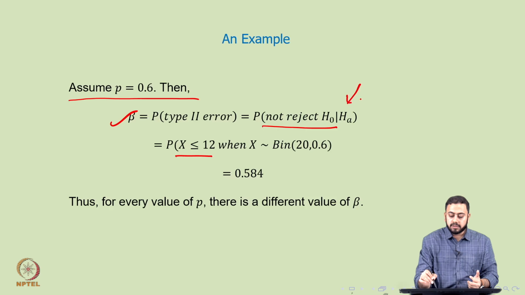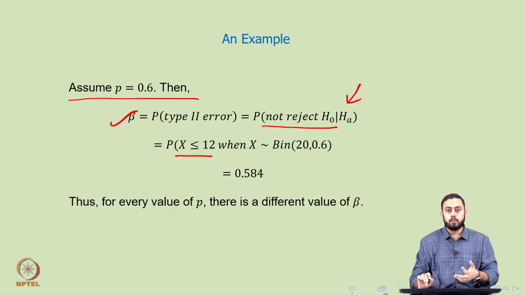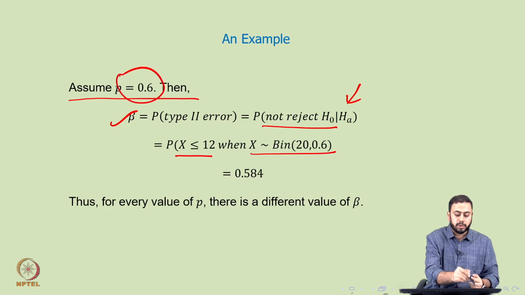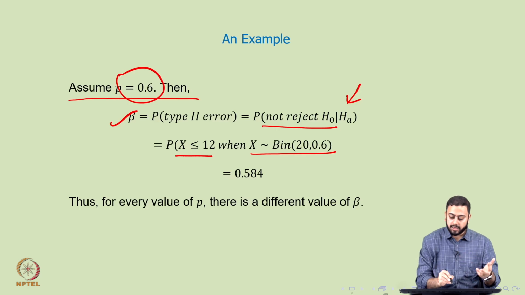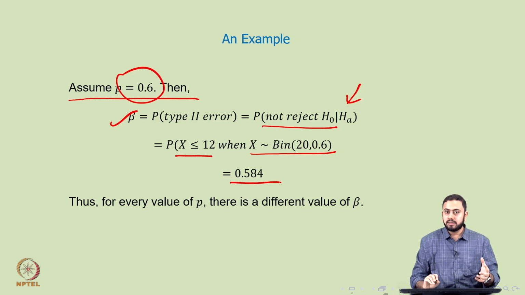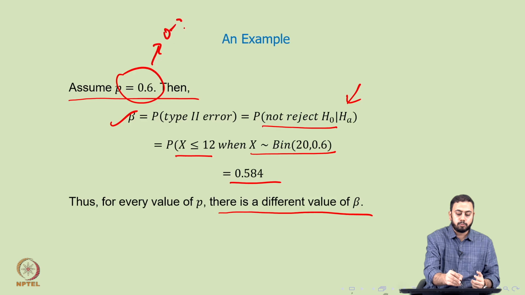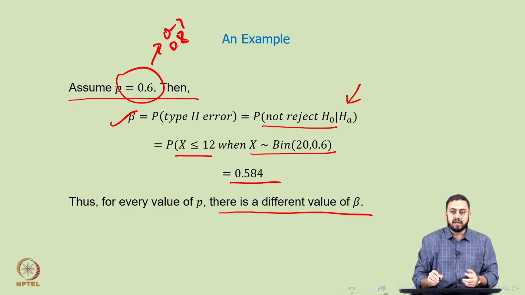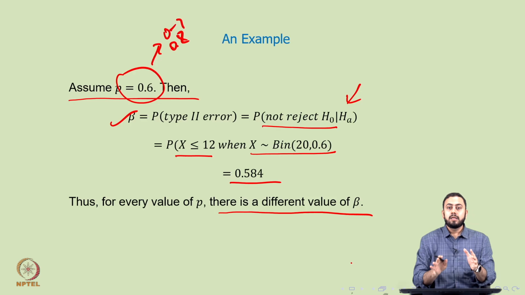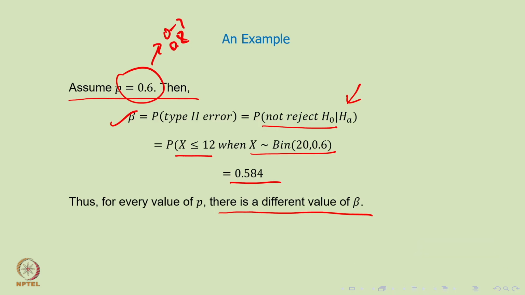And given that the alternative is true, what distribution does x take? Under the alternative, x is binomial with parameters 20 and 0.6, because you are assuming p to be 0.6 here. Again, simple math, and the answer is 0.584. Thus, for every value of p there is in fact a different value of beta. If I change this value from 0.6 to 0.7 or 0.8, I will get a different value of beta. So this is one set of problems: if somebody gives you a rejection region, how do you find alpha and beta?